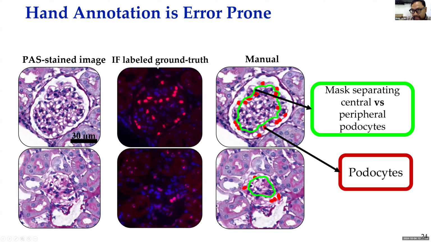This is a PAS-stained tissue sample, and this is immunofluorescence level ground truth, which shows where the podocytes are. And I asked expert renal pathologists to label where the podocytes are, and they label the podocytes, the peripheral ones, very well, but they miss the central ones, right? So this is the fundamental problem we are talking about.